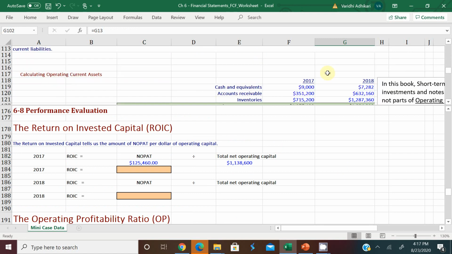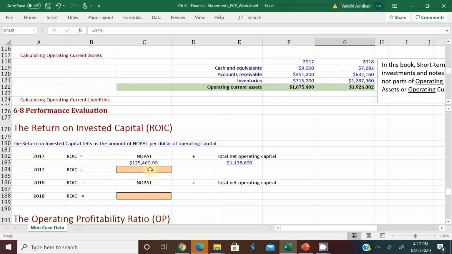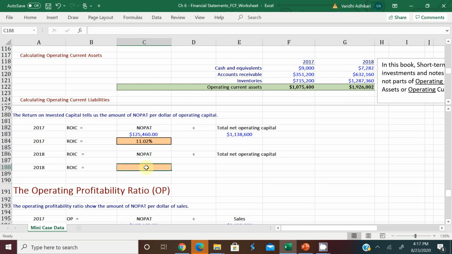All right. So in 2017, this was just NOPAT divided by net operating working capital. So this company made 11% of operating income over its operating capital. All right, so pretty good, I would say. But what happened in 2018?